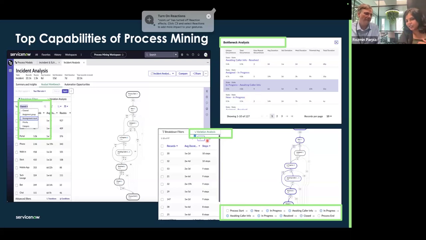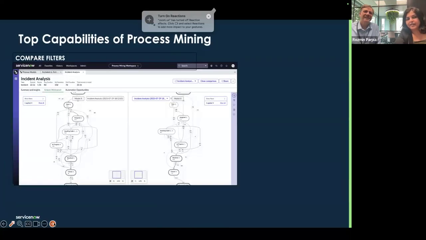So here you see variation analysis, where you can see how many steps were executed in your process. That's variation analysis for you if you are a Six Sigma geek sort of, and you can use that feature. And lastly, we have compare filters. On one page, you can see how you're able to compare any 2 filter sets.